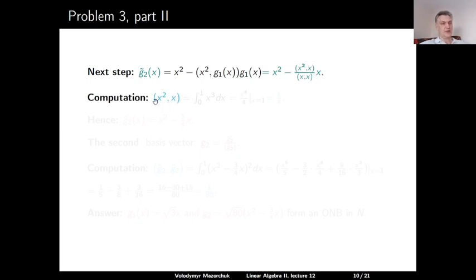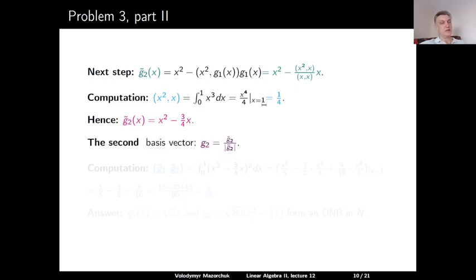The scalar product between x squared and x is the integral from 0 to 1 of x cubed dx. The primitive function is x to the power 4 divided by 4, and we need to evaluate it at x equal to 1. And we get 1 divided by 4. So our auxiliary polynomial g2 tilde is x squared minus 3 divided by 4 times x. And the second basis vector is defined as g2 tilde divided by its length. So let's compute the length of g2 tilde, which in reality means let's compute the square of the length of g2 tilde, which is the scalar product between g2 tilde and itself.